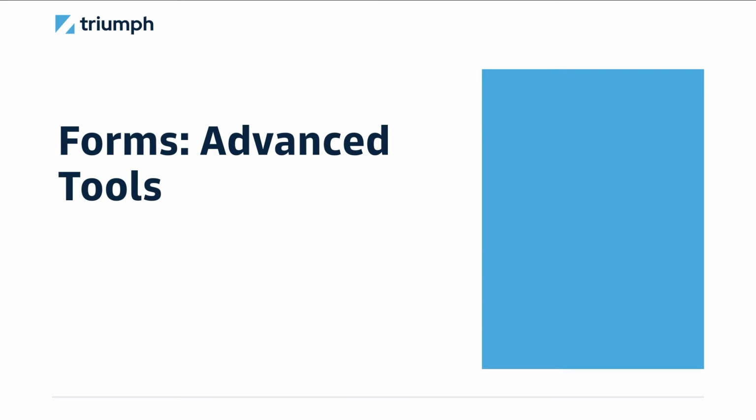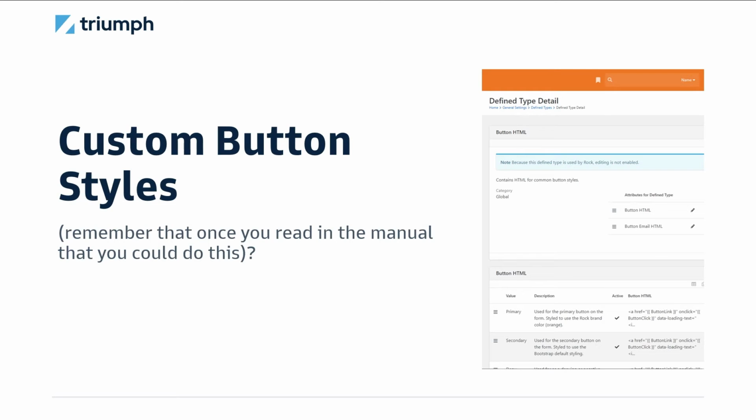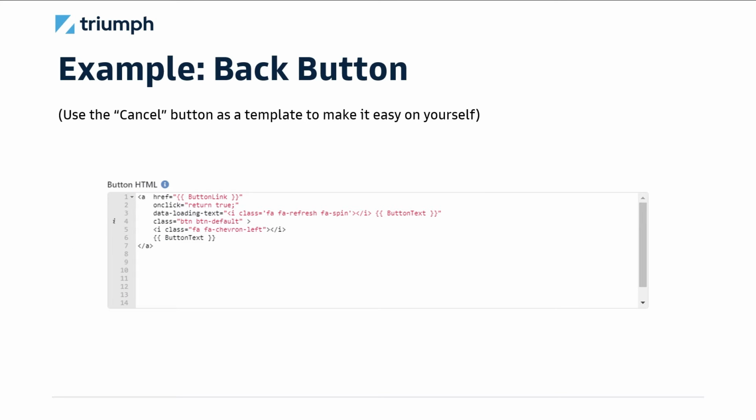Now let's talk about some advanced forms, some advanced tools for forms as we're designing those. I want to look at some custom button styles, which is probably something that the first time you read through the manuals, you thought was pretty cool, and then you looked at all of the available button styles and couldn't really think of anything new to create, so you probably promptly forgot about it. But let's create an example here. I want to show you how to make a back button.